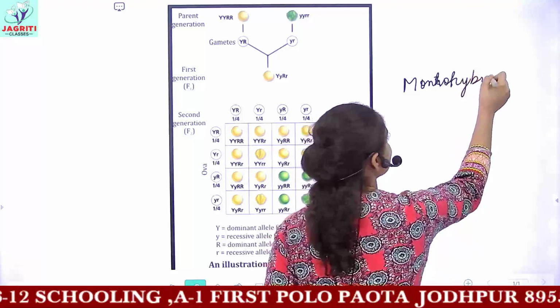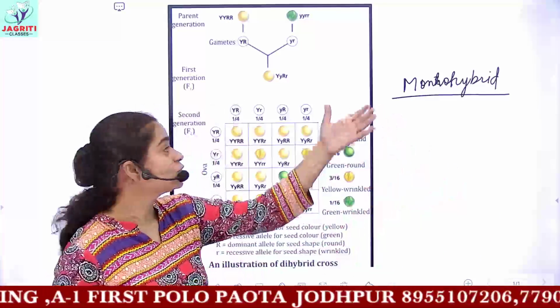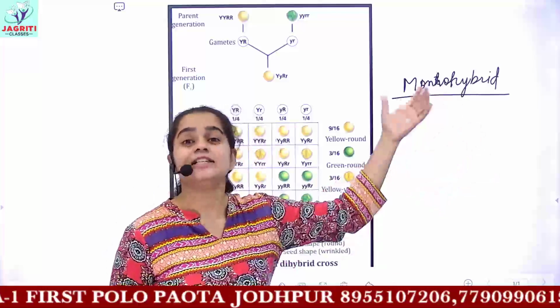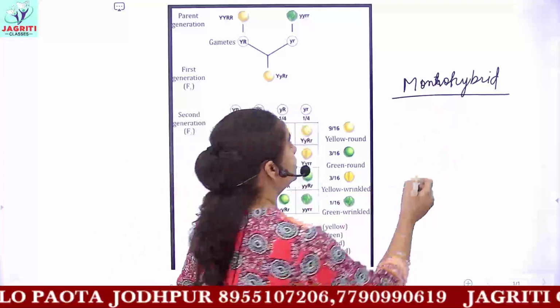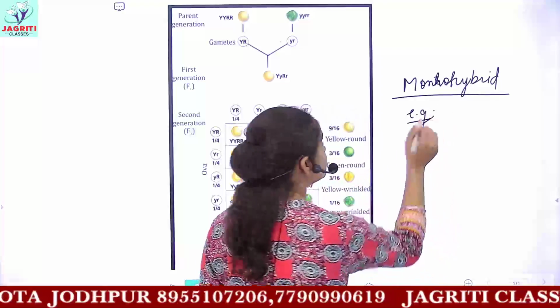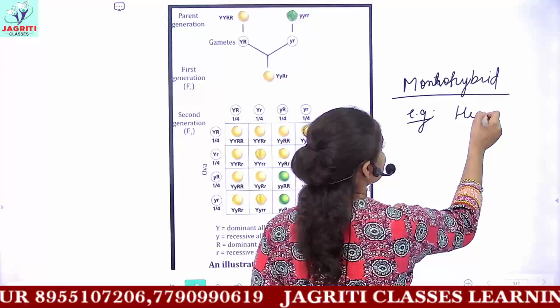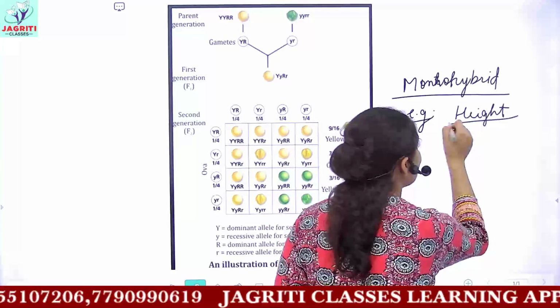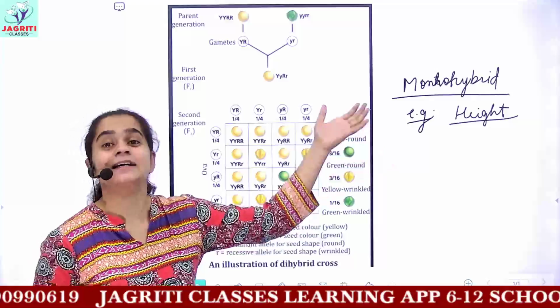So we discussed what you understand by the term monohybrid. Monohybrid means whenever the genetic cross involves only one character. In the last lecture we discussed many examples. One of those was, if I consider a single character, that is the height of plant, and all these crosses were done by Sir Gregor Mendel.